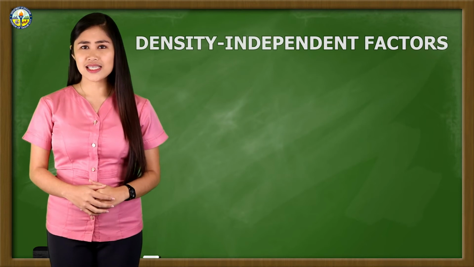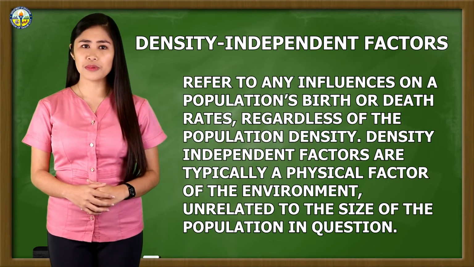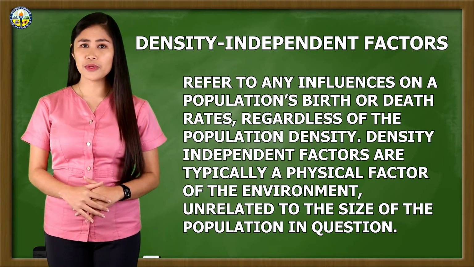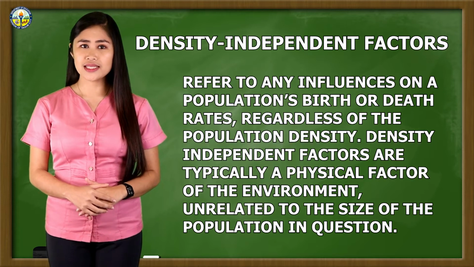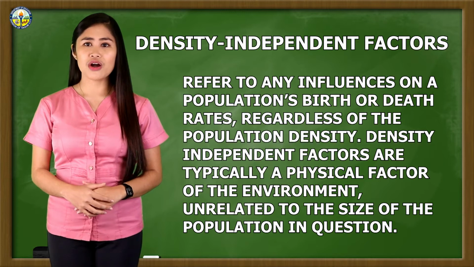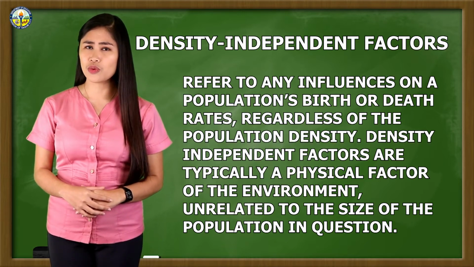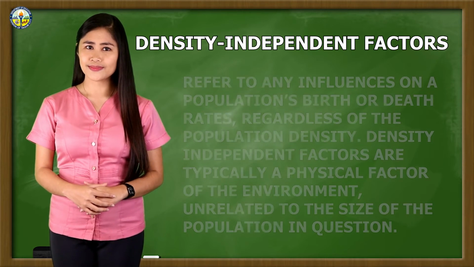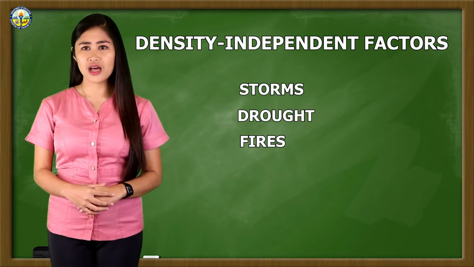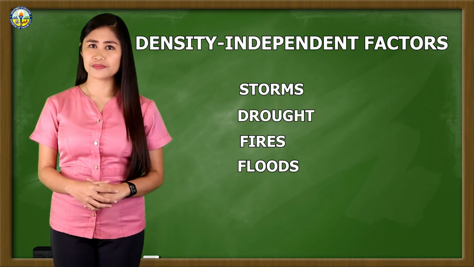However, density-independent factors refer to any influences on a population's birth or death rates, regardless of the population density. Density-independent factors are typically a physical factor of the environment, unrelated to the size of the population in question. Storms, drought, fires, and flood are the best examples of the second factor.